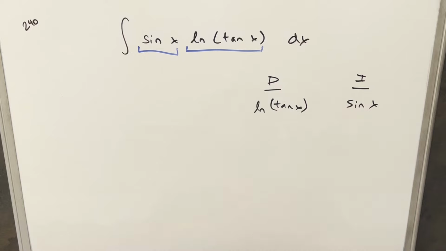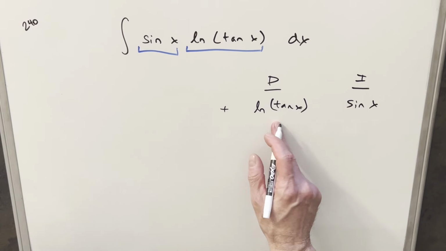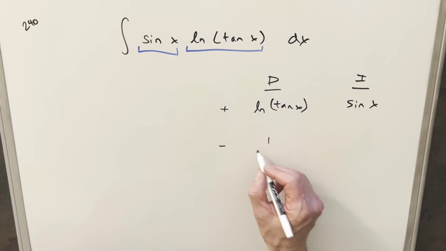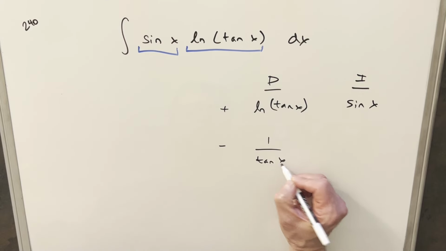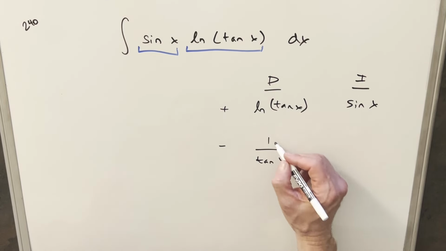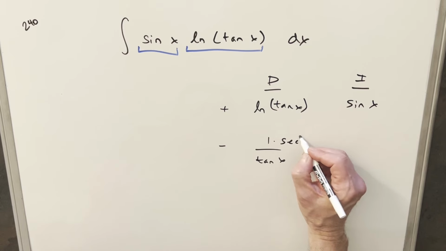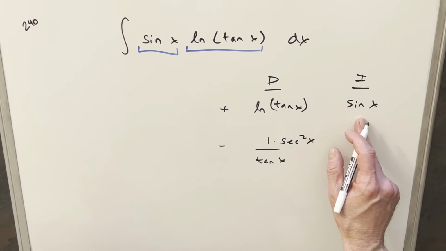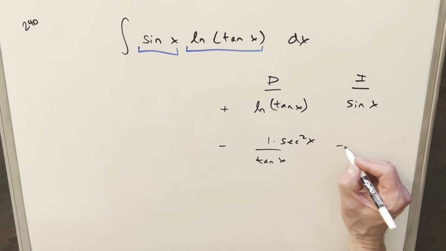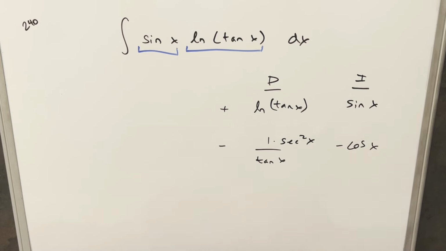So first, let's just take the derivative of natural log tan x. So this is going to give me 1 over tan x. But then we need the chain rule on tan x, so the derivative of tan x is going to be just secant squared of x. And then over here, we just want the integral of sine x. Well, it's just going to be minus cosine of x.